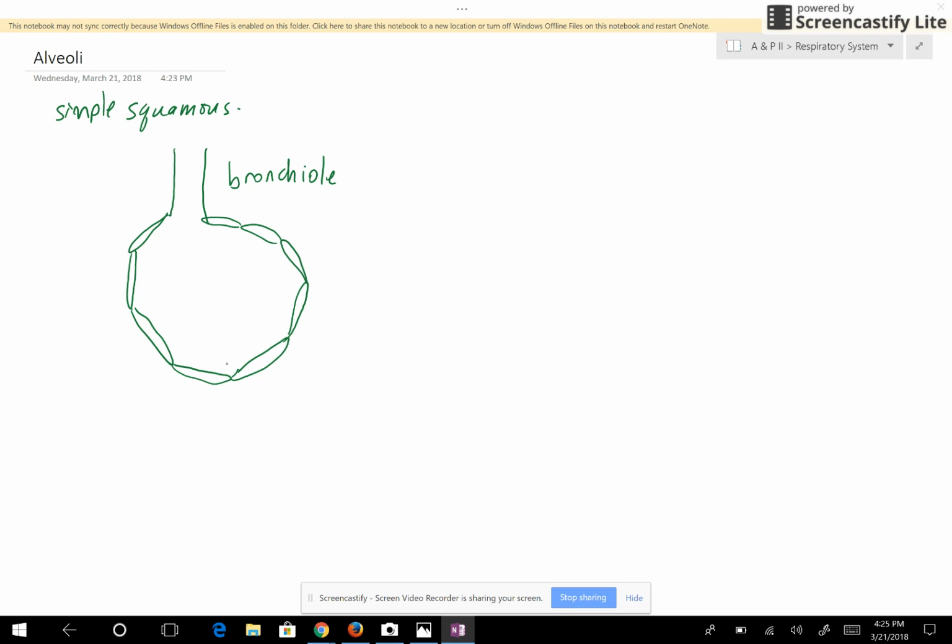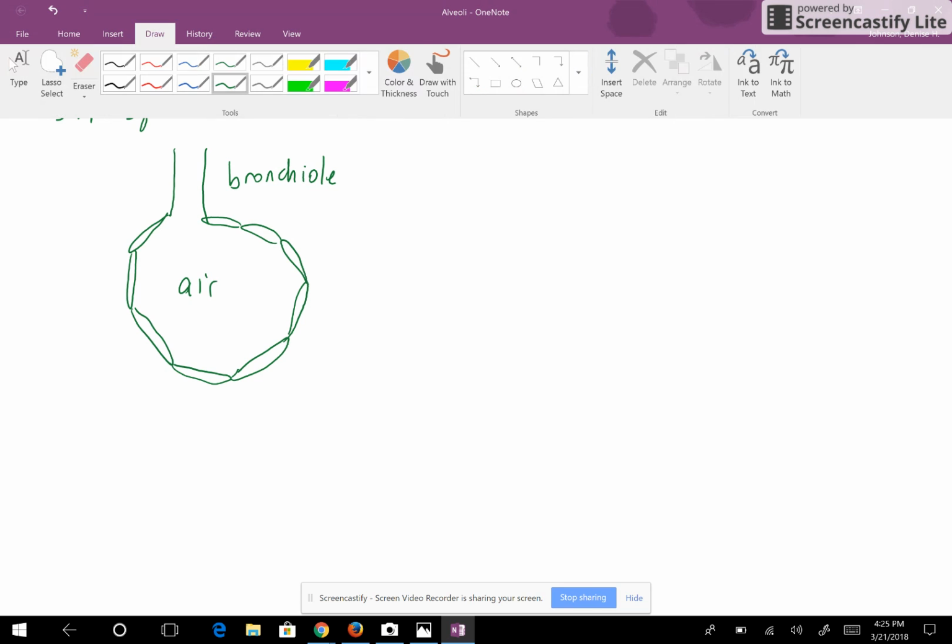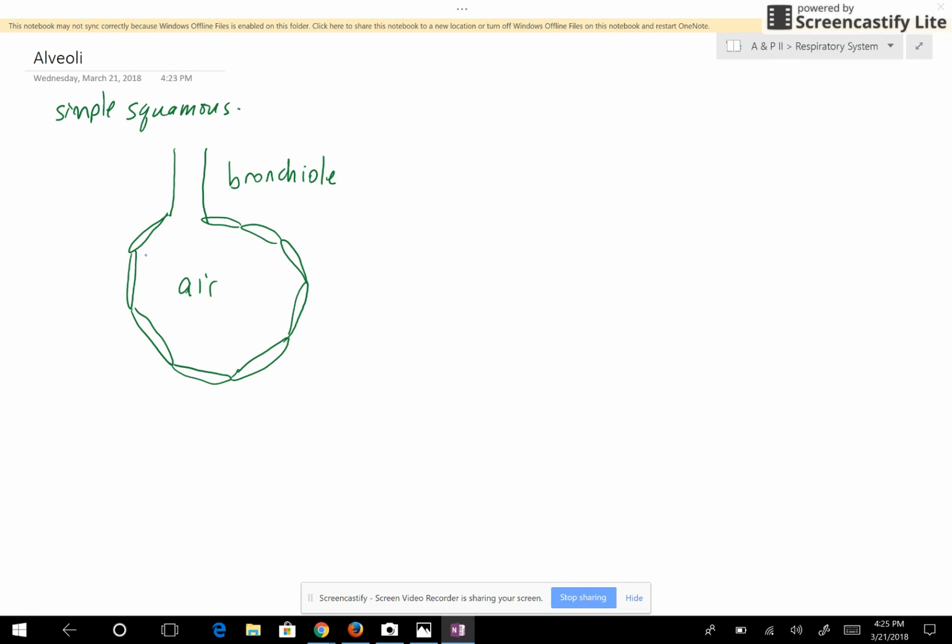So you can see that these simple squamous cells make a circular structure, and air is actually going to be located in here. We want to look at water. Remember that water or moisture is needed for diffusion to take place. So you have this thin layer here of mucus, and mucus is mainly water. I want to point out these little X's here, let's say that they are certain little water molecules. Okay, water molecules.